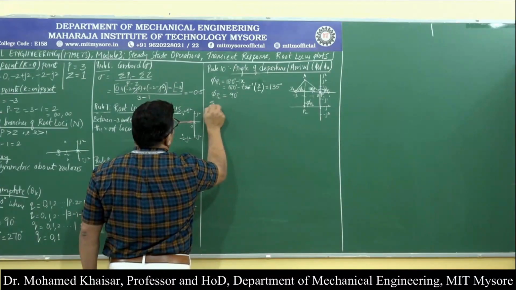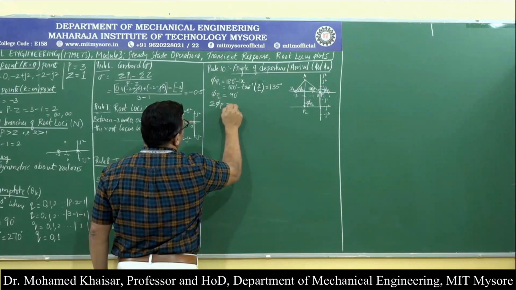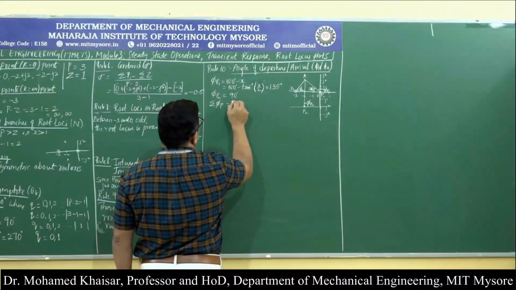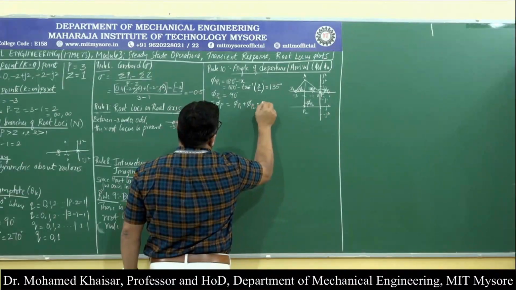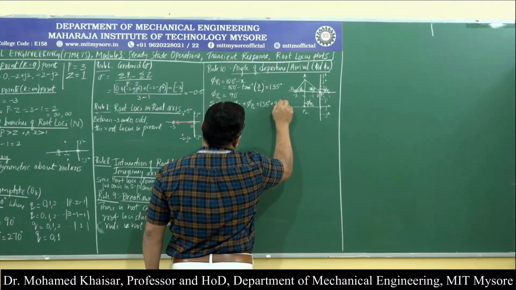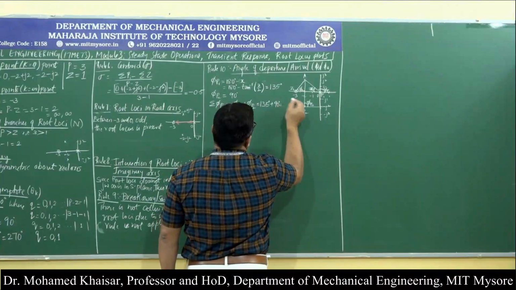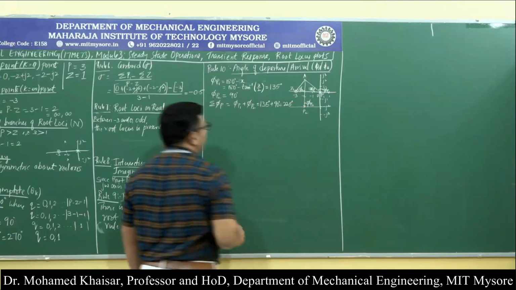Then what we will get? The summation of all the angles of poles is given by sigma phi P equals phi P1 plus phi P2. This is given by 135 degrees plus 90 degrees, which is 225 degrees.